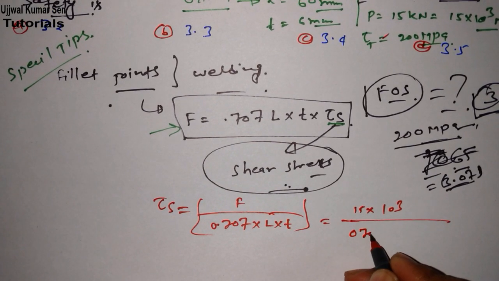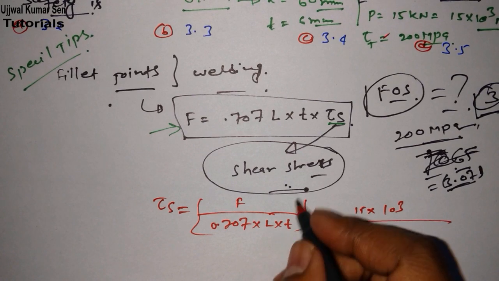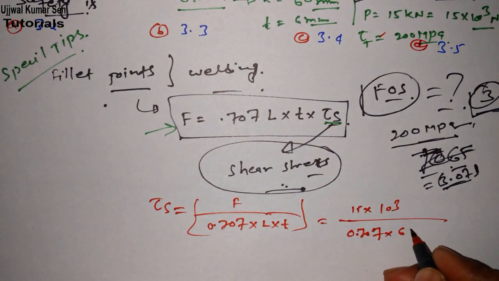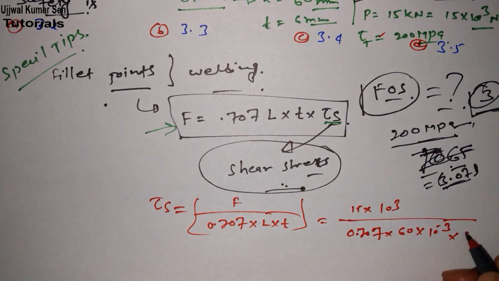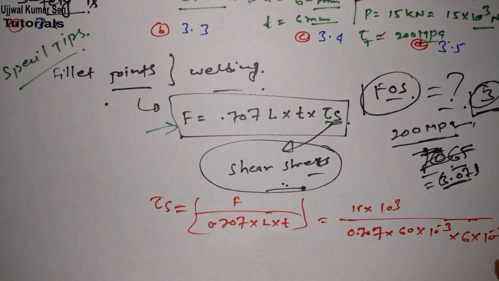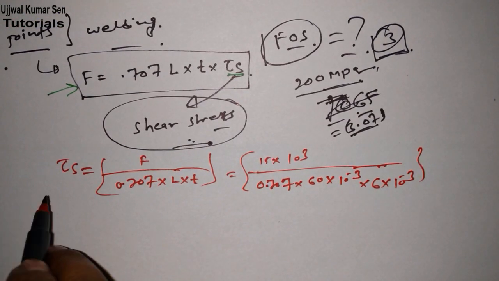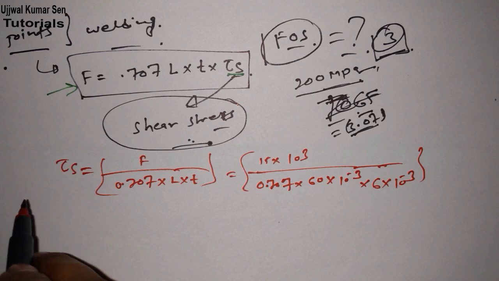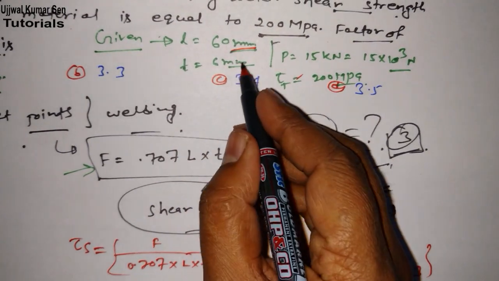Now 0.707 is a constant. What is the length? Basically the length here is 60, so 60 multiplied by 10 to the power minus 3, and here the thickness is 6 times 10 to the power minus 3. Why am I doing minus 3? Because I want to find the shear stress in SI, that is Newton per meter square. That's why I did it, because the values given here are in mm.